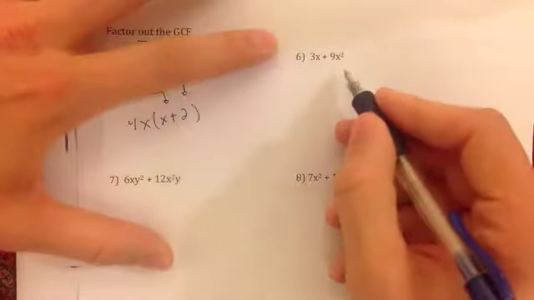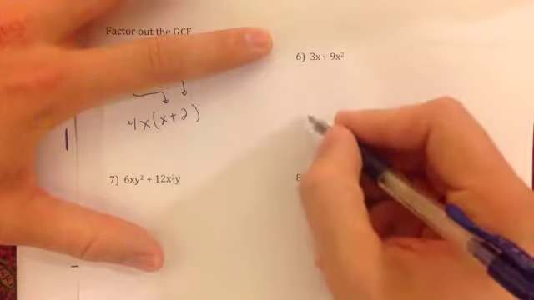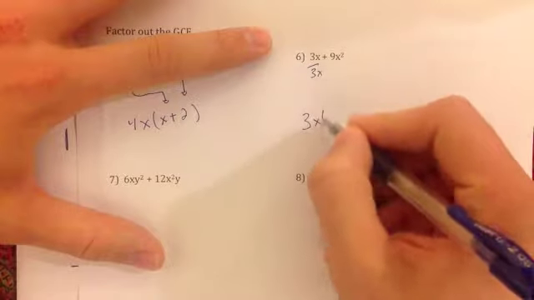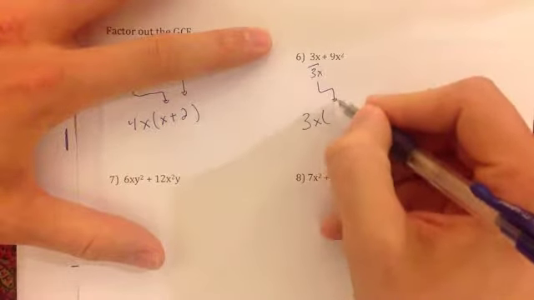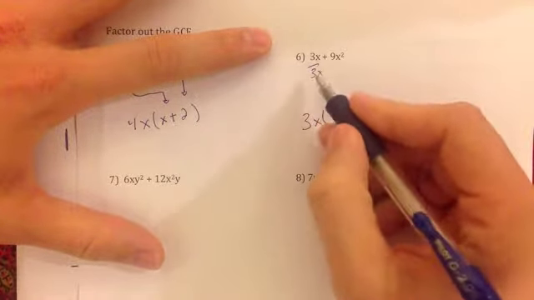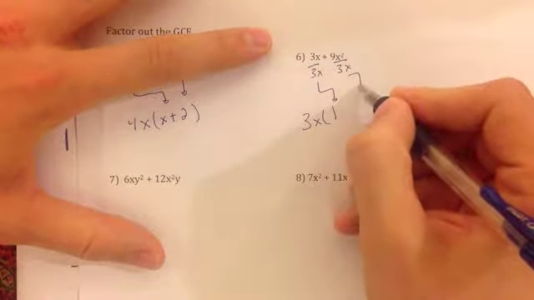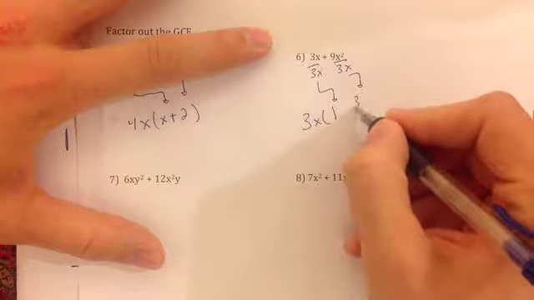On this one, they don't put the squared first. Notice it's in the back, so they both have a 3x. Now, when I pull the 3x out of the first term, I still have a 1 left. 3x divided by 3x is 1. And then 9x squared divided by 3x is going to be 3x.